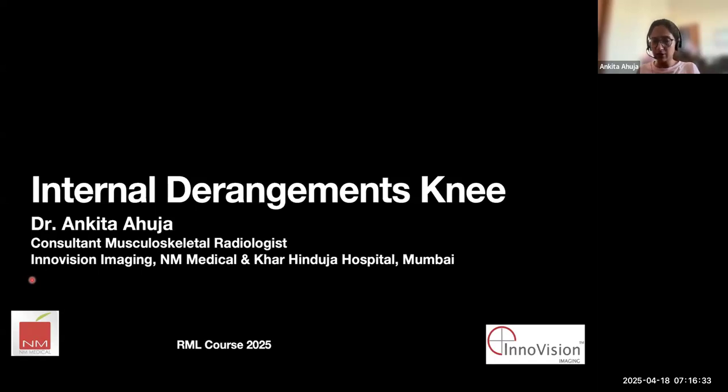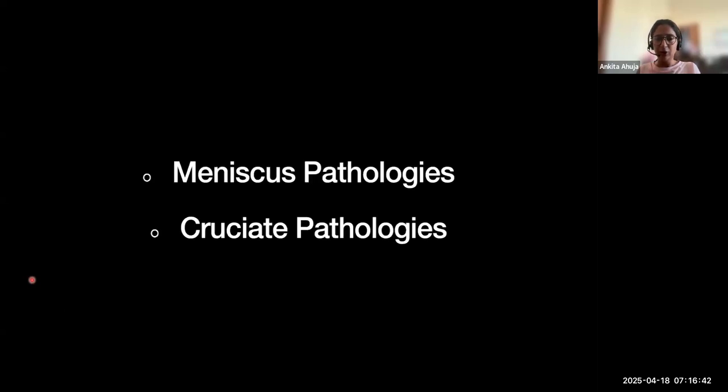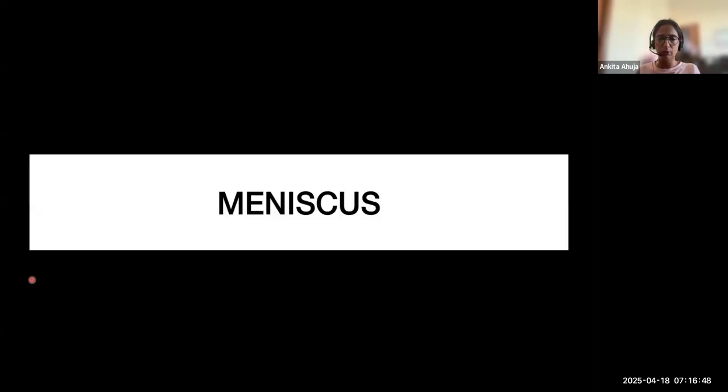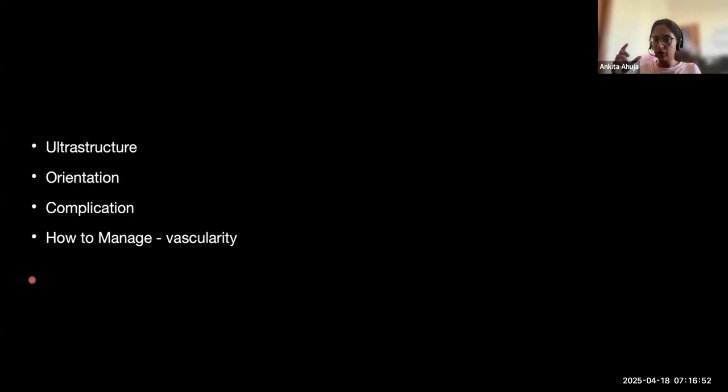The last talk for me is to talk about the internal derangements, right? Covering up anything and everything in the knee is a very tough thing. So what I'm trying to focus on in this session is the meniscus and cruciate pathologies, which are the most common ones. If I talk about the meniscus, we have understood that we have to see five structures when we talked about the anatomy: anterior horn, posterior horn, body, and both the roots. All of you are on the same page that we talk about five structures.